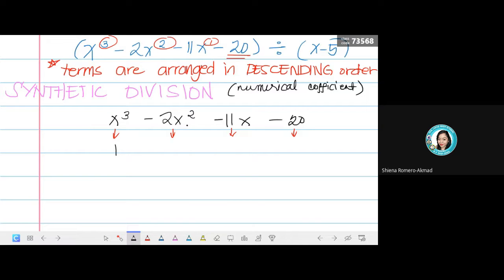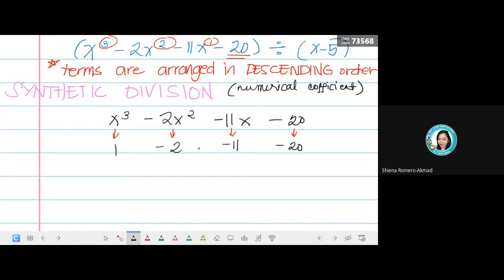How about si negative 2x squared? Anong numerical coefficient? O, dito naman, kasama lagi yung sign. Negative what? Negative 2, correct. Dito, sa variable x, anong numerical coefficient niya? Correct, negative 11. And this is, of course, obviously, negative 20. So, yun lang yung kailangan natin.